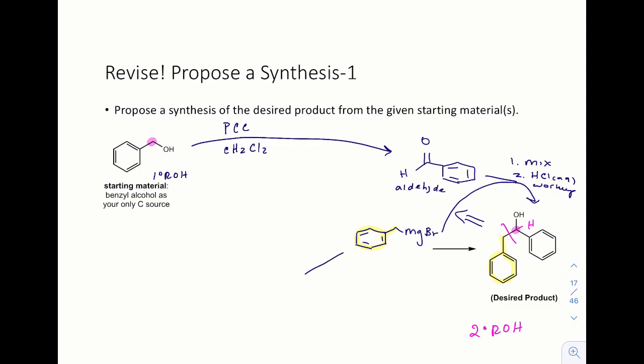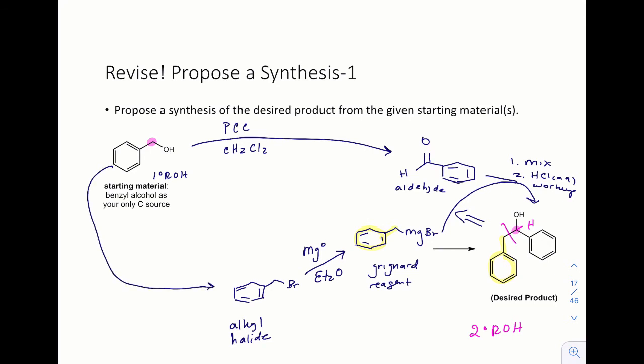We know that Grignard reagents are made from alkyl bromides. This transformation is achieved by adding solid magnesium metal to the alkyl halide. Magnesium inserts into the carbon-bromine bond, generating the anionic Grignard reagent. To convert benzyl alcohol to benzyl bromide, we will rely upon a reaction we learned in Organic Chemistry 1, which is that treatment of primary alcohols with phosphorus tribromide affects a substitution reaction, generating the alkyl bromide.